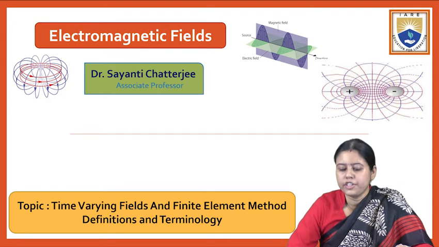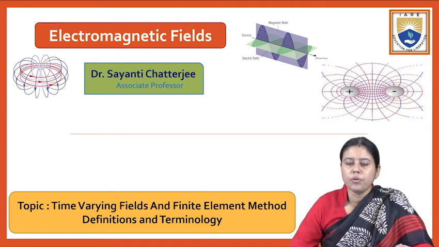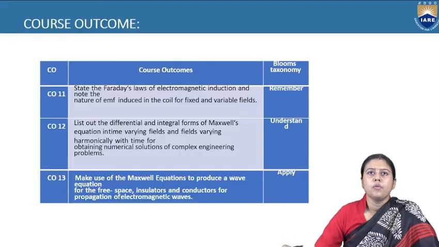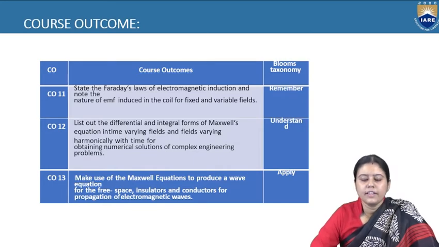Today we will discuss some important definitions and terminology from the last unit, that is Faraday's law and the wave equation. Before starting, we will discuss the COs, the course outcomes. The first course outcome of this section is to state Faraday's law of electromagnetic induction and note the nature of the EMF induced in the coil for fixed and variable fields. Its Bloom's taxonomy level is Remember.